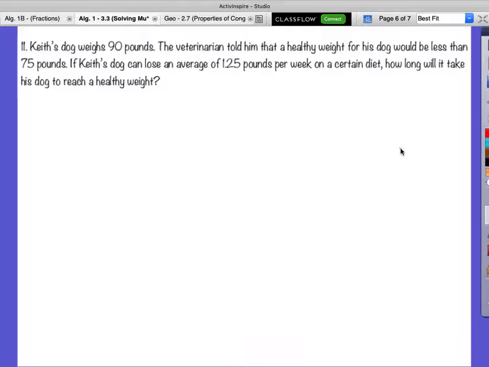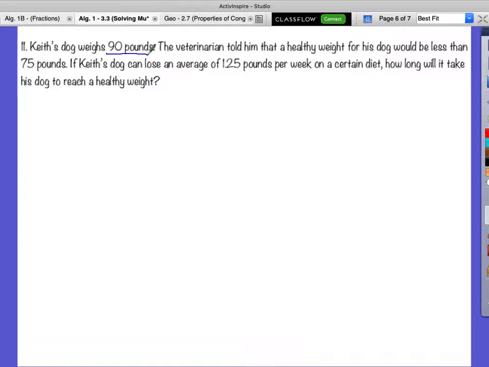If Keith's dog weighs 90 pounds, underline it, okay? The veterinarian told him that a healthy weight for his dog would be less than 75 pounds. If Keith's dog can lose an average of 1.25 pounds per week on a certain diet, how long will it take his dog to reach a healthy weight? Danny, what did you tell me to underline? Yeah, he currently weighs 90 pounds. It's important. Okay? What else is important for us, guys?